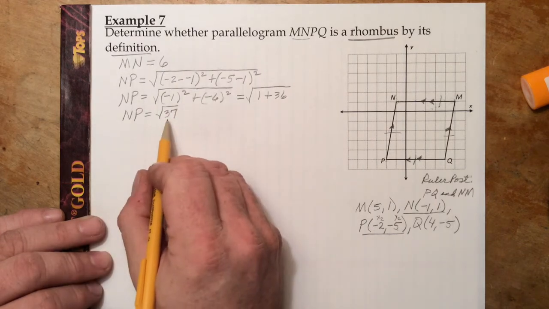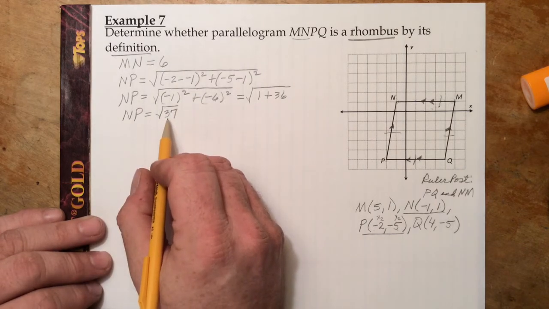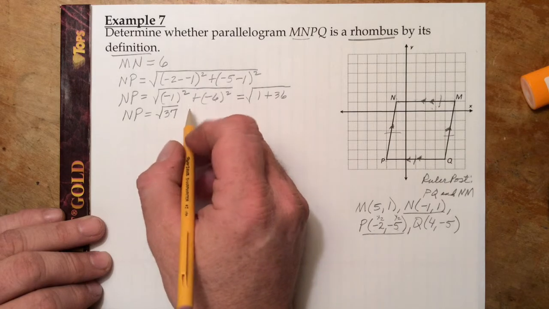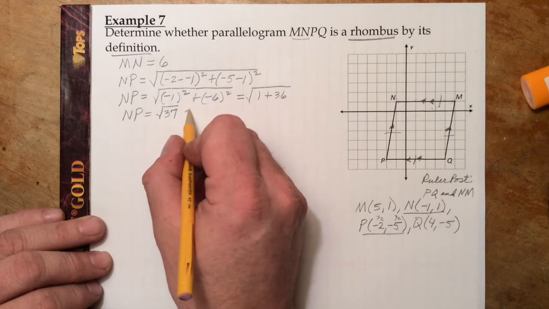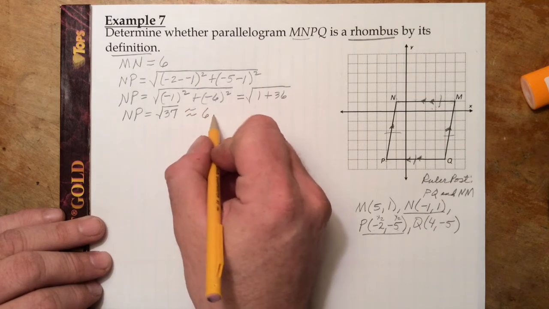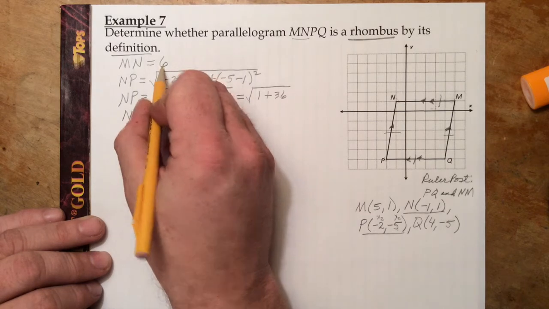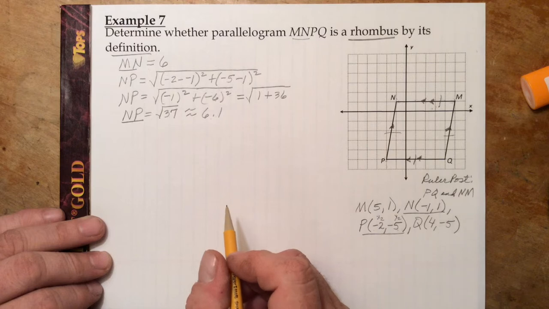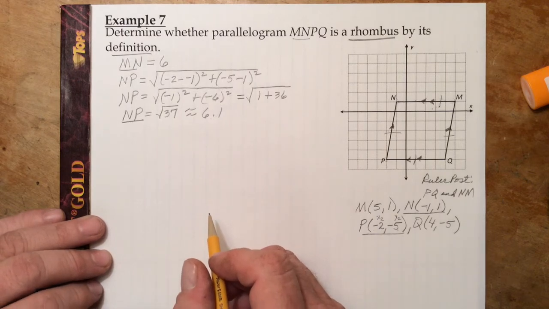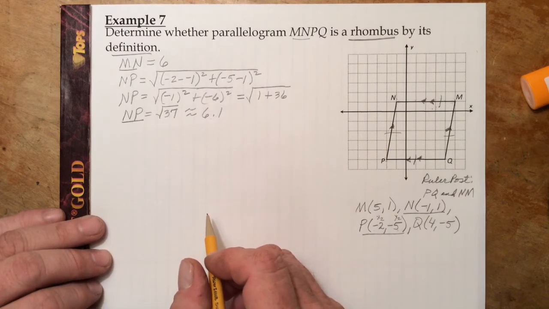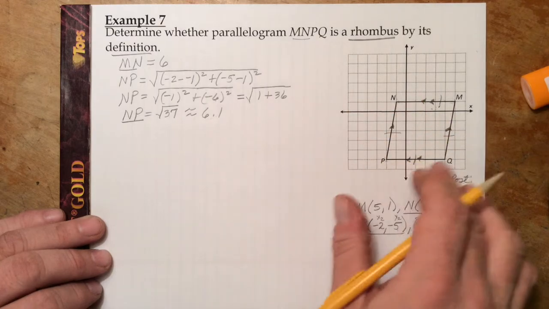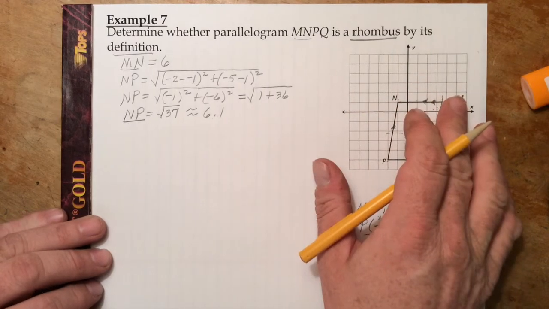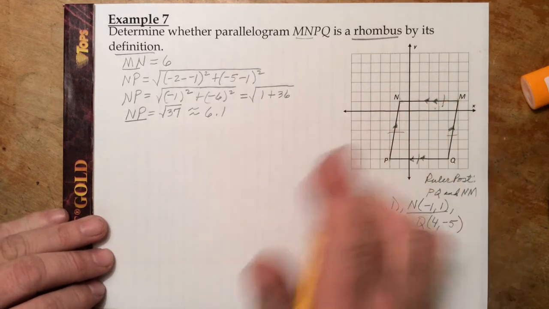Now, if you put that in your calculator, you'll notice the square root of 37 is slightly more than 6.1 I believe, which is not equal to MN. So already we can see that this is not going to be a rhombus according to its definition. However, when you use coordinate geometry, you need to mathematically communicate that all four sides either are or are not a certain length, whatever you're trying to test.